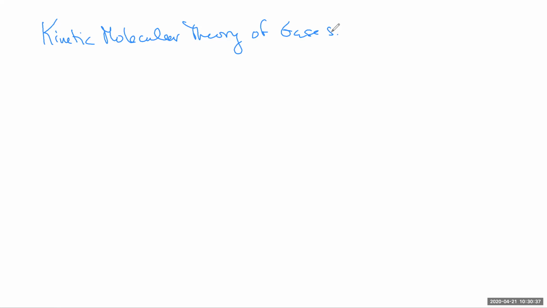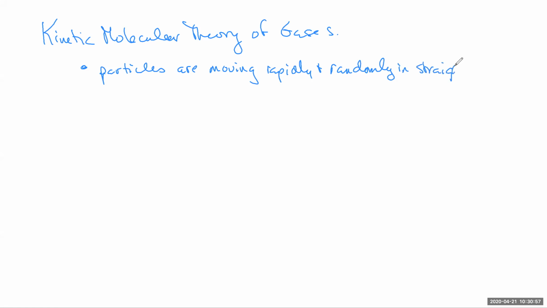So I have 5 different pieces to talk about in the kinetic molecular theory. The first piece says that gas particles are moving rapidly and randomly in straight lines in a sample. So they're going to move in random directions, but they don't do spirals or curlicues or anything like that. They're just going to move until they collide with something. And when they collide with something, they can bounce off and move in another direction.